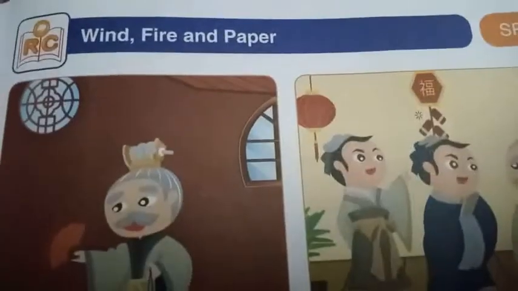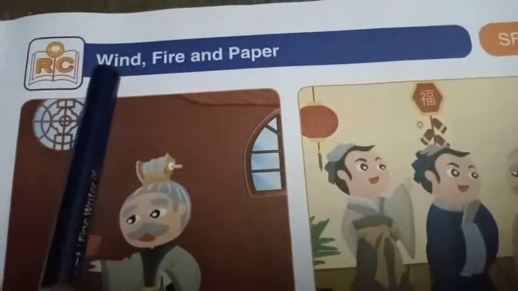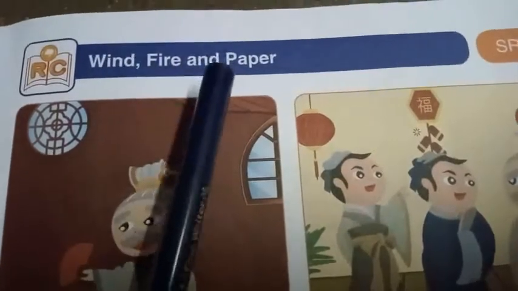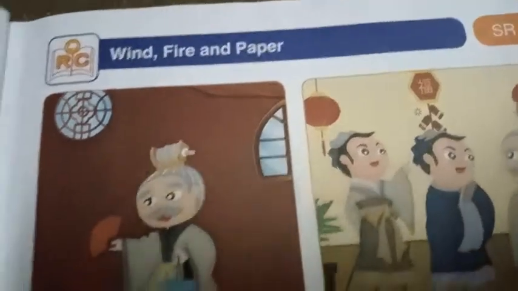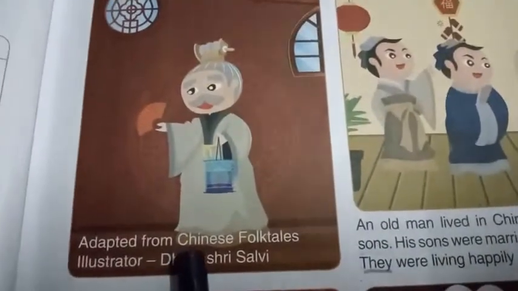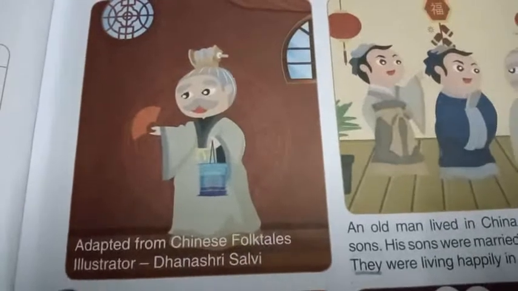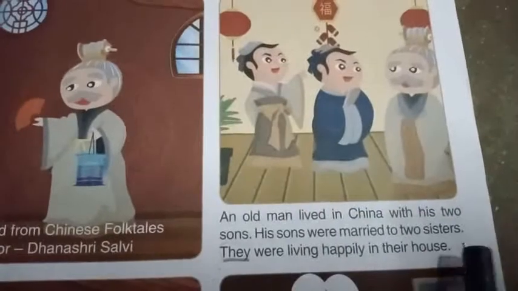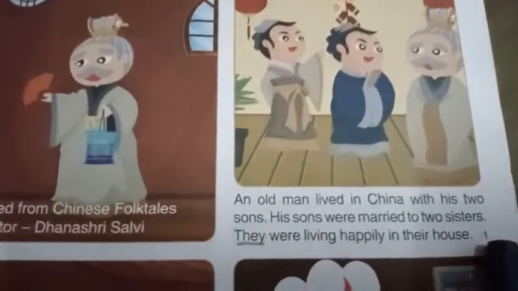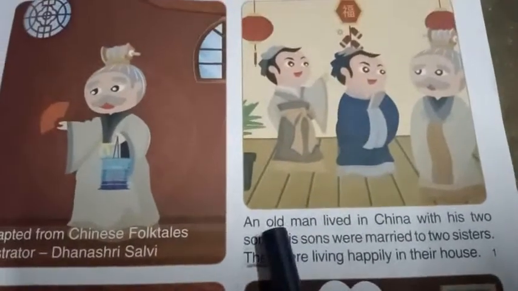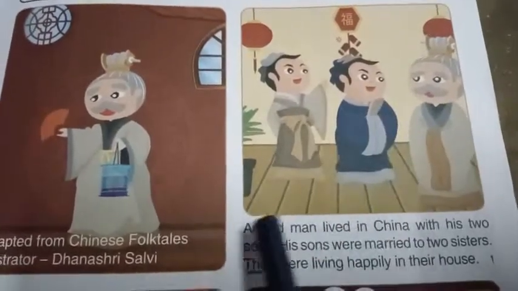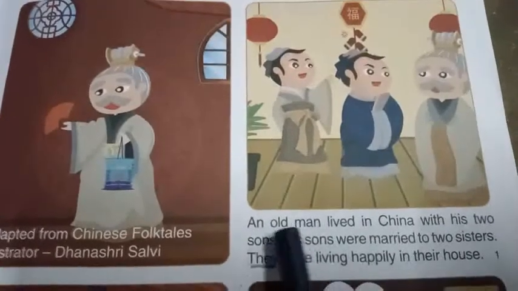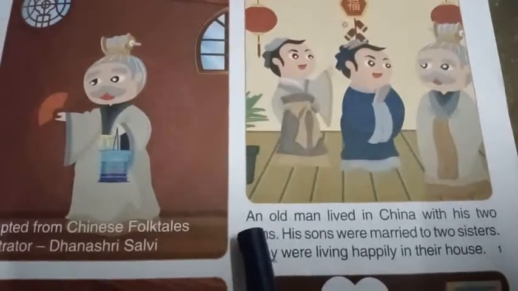Yes. Now I am going to read the story Wine, Fire and Paper. What is the title of the story? Wine, Fire and Paper. Adapted from Chinese Folktales. Illustrator Dhanasri Selvi. See the first page. In every corner there are page numbers, right? You have to connect the predictions. You have to look at the picture first. Okay? After that, you have to read this. Today, I will read that.